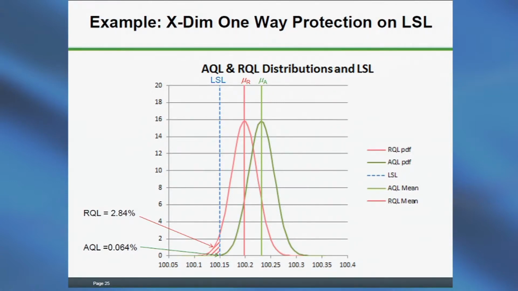Now let me make sure that we understand visually what we're talking about over here. We have a lower spec limit shown as the blue dotted line, and over here a red curve which stands for the normal distribution, which has a mean at the unacceptable or rejectable quality level. You can see if we have a mean at that value UR, that will end up with about 2.84% of our product over here in the lower left-hand corner being outside the specification limit. On the other hand, if we have our mean at mu A, then we'll have only about 0.0064% of the product outside of the specification limit.